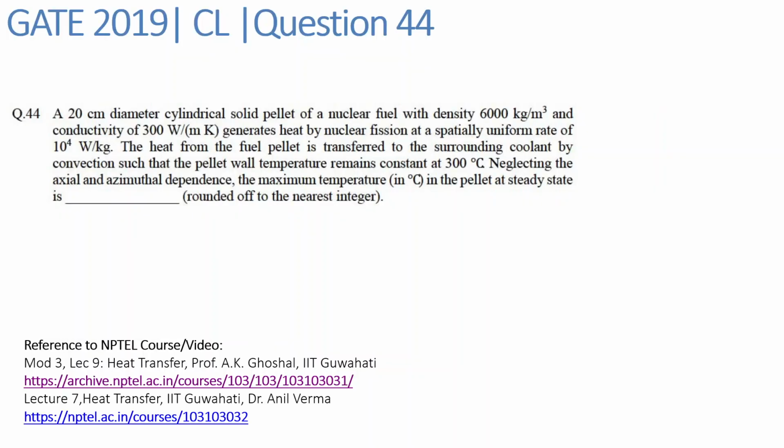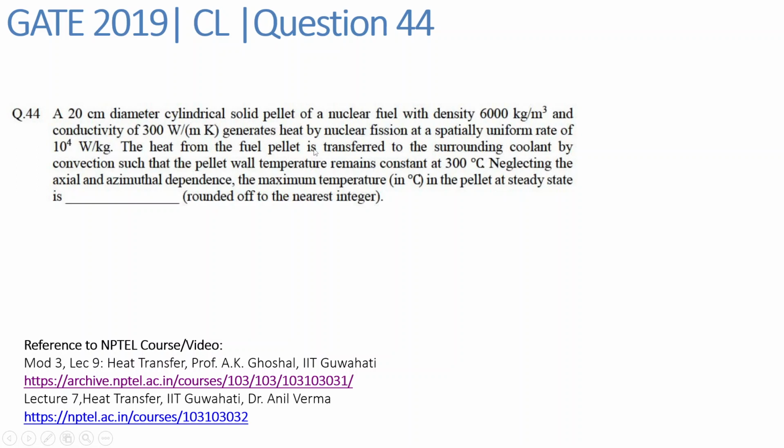Hello everyone. We will be solving question 44 of the GATE 2019 Chemical Engineering paper from the subject of heat transfer. The question is: a 20 centimeter diameter cylindrical solid pellet of a nuclear fuel with density 6000 kg per meter cube and conductivity of 300 watt per meter Kelvin generates heat by nuclear fission at a spatially uniform rate of 10 raised to 4 watt per kg.